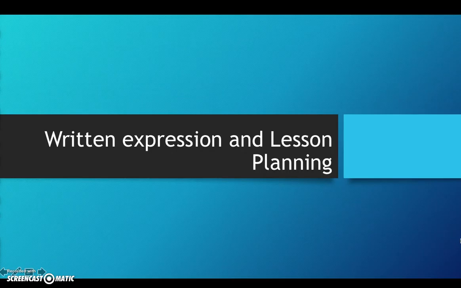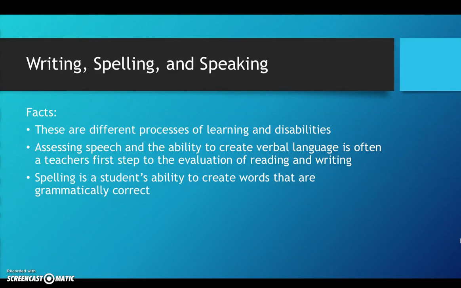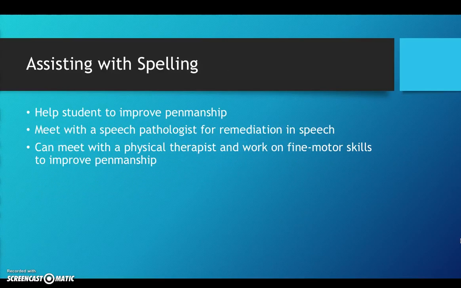Written expression and lesson planning. Writing, spelling, and speaking. Facts: these are different processes of learning and disabilities. Assessing speech and the ability to create verbal language is often a teacher's first step to the evaluation of reading and writing. Spelling is a student's ability to create words that are grammatically correct.